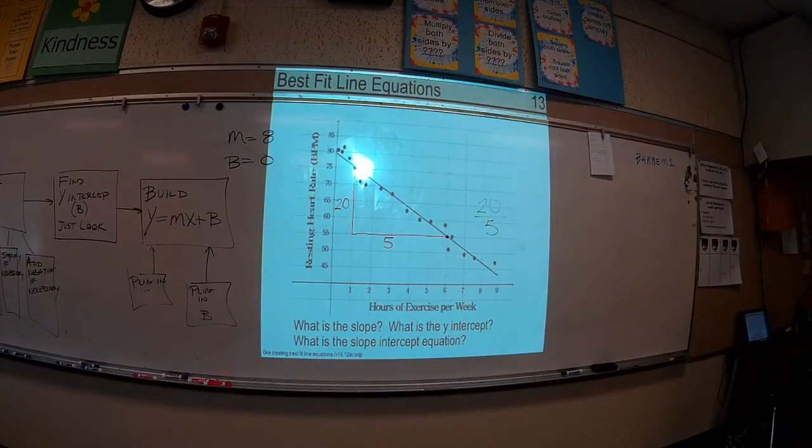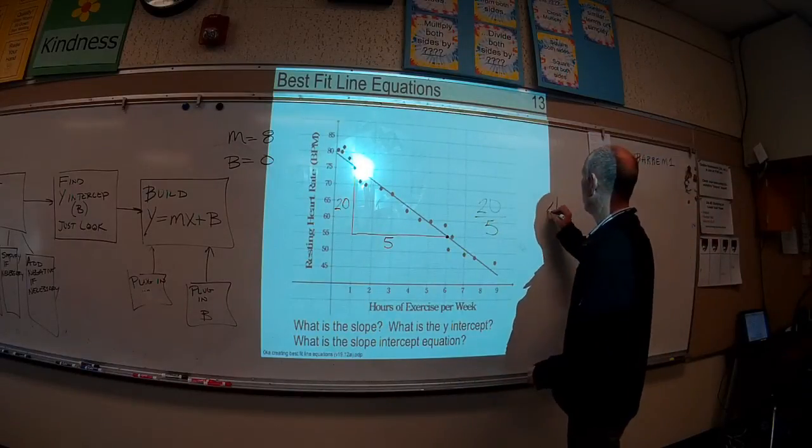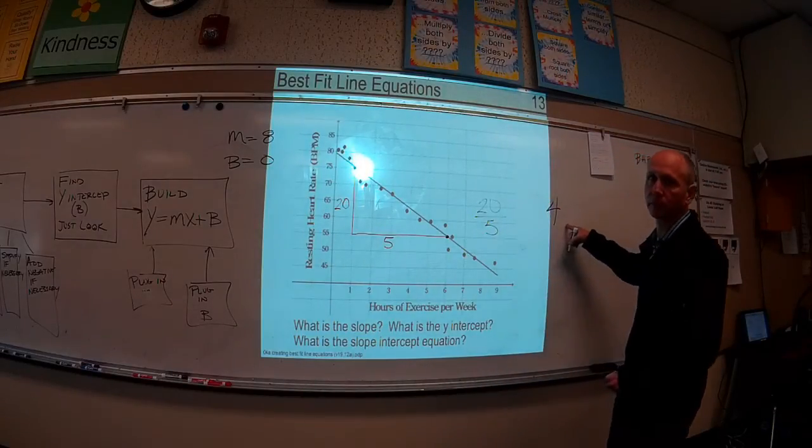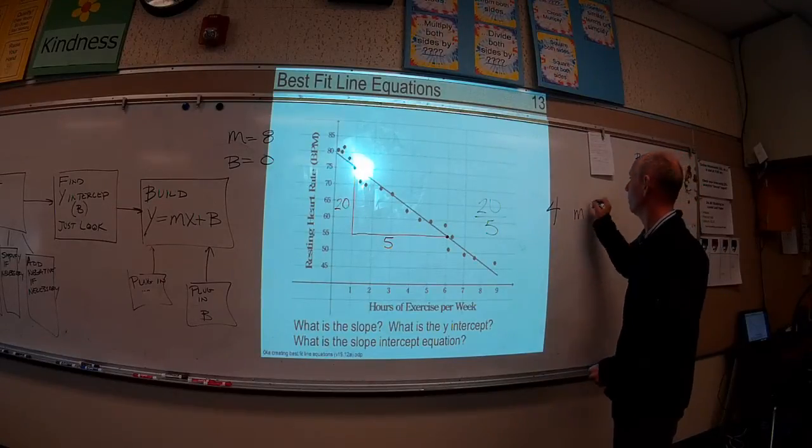You simplify if necessary. Okay, it is necessary. What is 20 over 5? 4 over 1. 4 over 1, which is 4. Is this the slope or the intercept? And is that the M or the B? Good, we have our M.